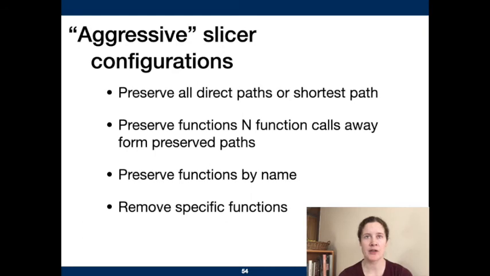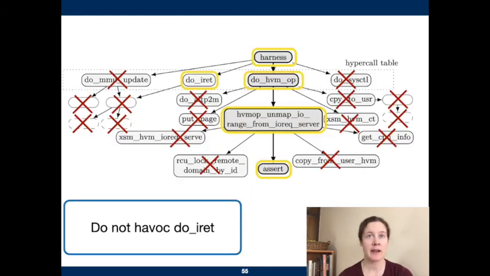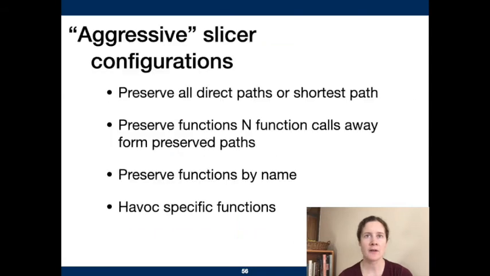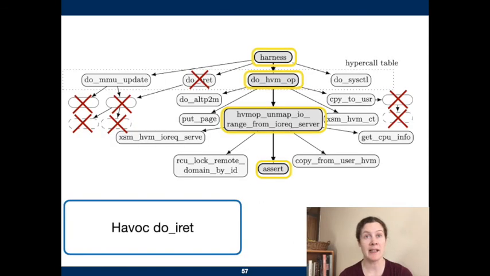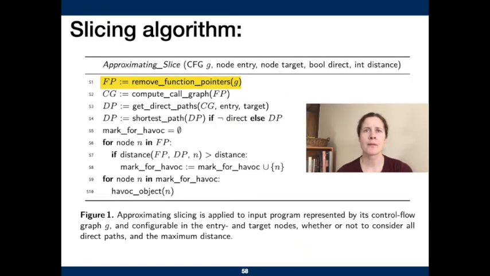Or we allow you to preserve functions by name. Here we have do not havoc do iret. Or to havoc functions by name. Here we have please havoc do iret. And so let's look at an overview of the full slicing algorithm.